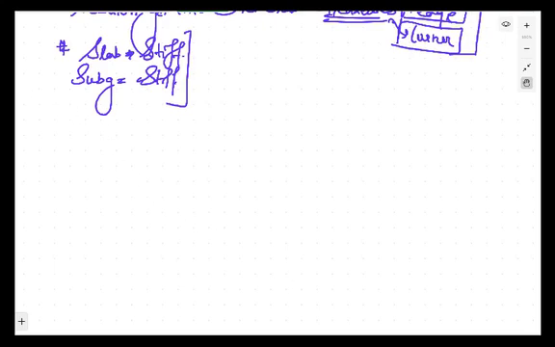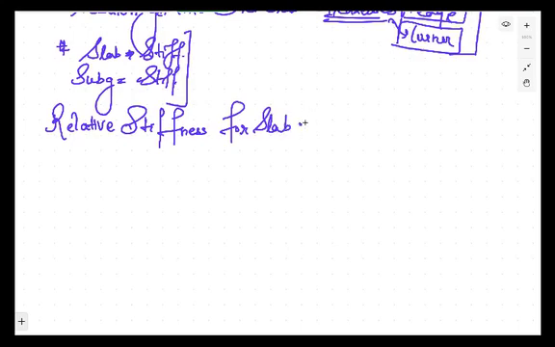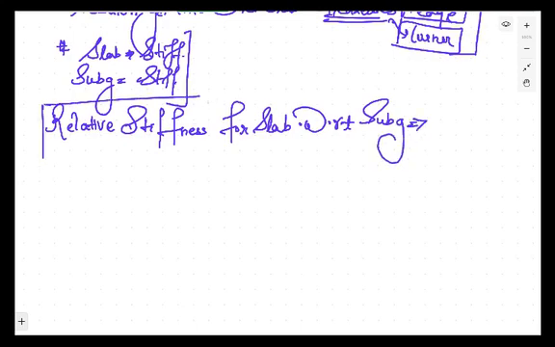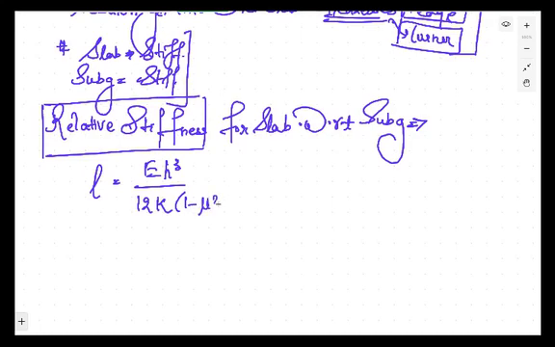It means that there is a term which is known as relative stiffness, which is defined for the slab with respect to the subgrade, and this relative stiffness is denoted by L. That L is equal to E into H cube divided by 12 into K, modulus of subgrade reaction, into 1 minus mu square. This will be the relative stiffness.